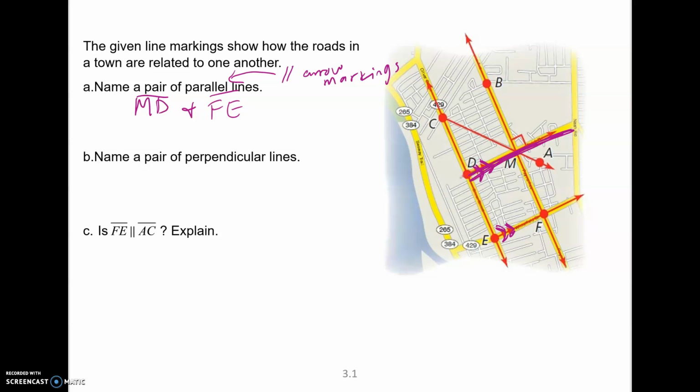Name a pair of perpendicular lines. So something that makes a right angle. This is my right angle in my picture. So making up that right angle would be MD and FB.